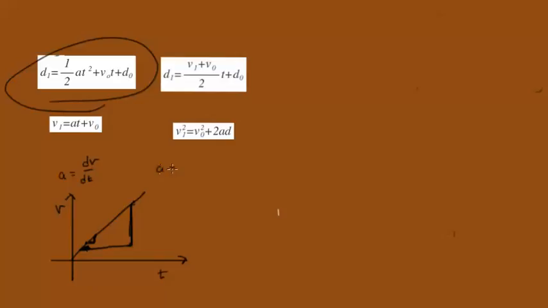So we can rewrite acceleration as delta v over delta t, which means that we can write it again as our final velocity minus our initial velocity, that's a big change in velocity, over our time period, t minus t naught, which is 0. So all we have to do is sub this equation into this equation. And that's how we get our third kinematic equation.